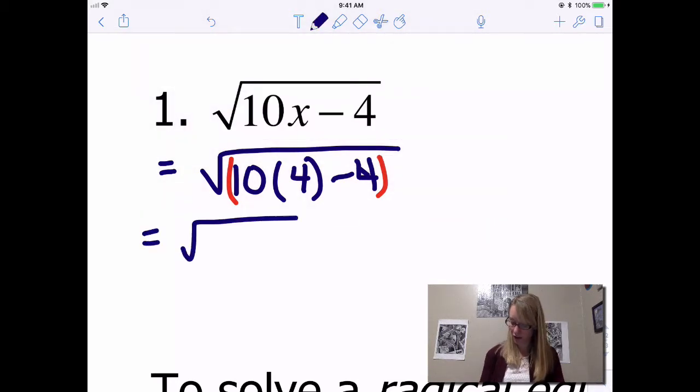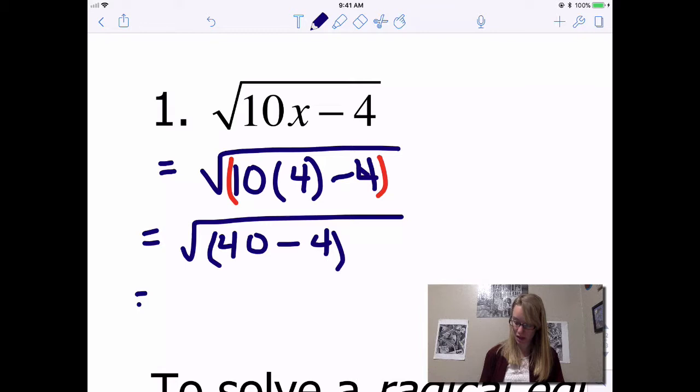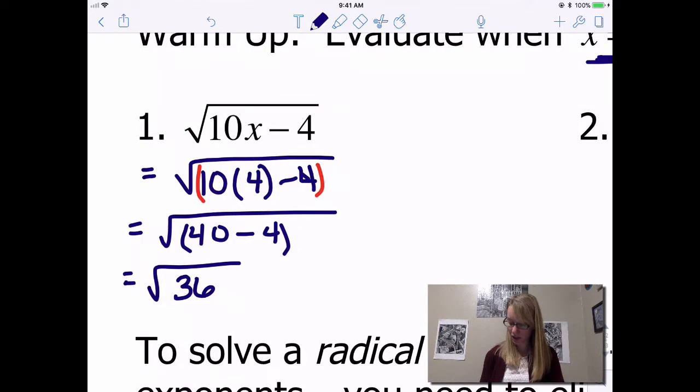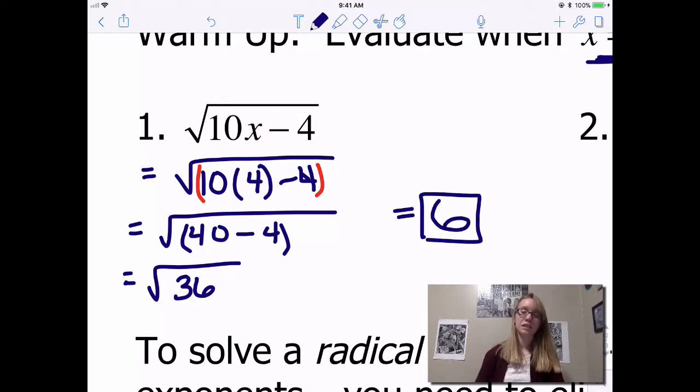So under that radical, I can do 10 times 4 is 40 minus 4, still in grouping symbols. So I still have the radical, 40 minus 4 is 36. And we know that the square root of 36 is equal to 6. Okay, that's not a plus or minus 6 because we didn't take the square root. It was already there in the problem.